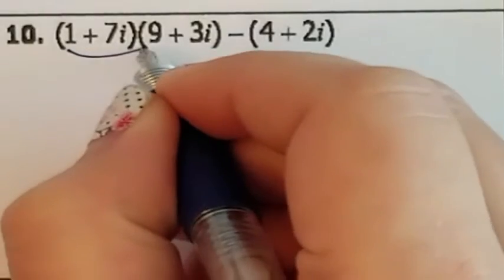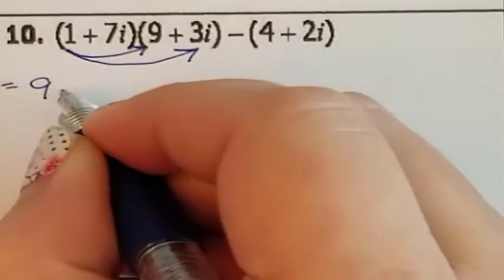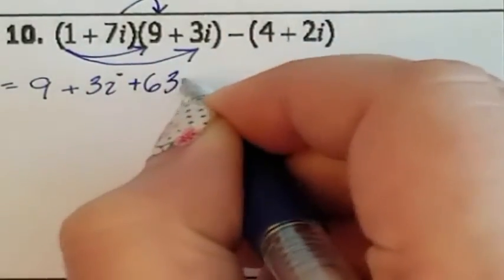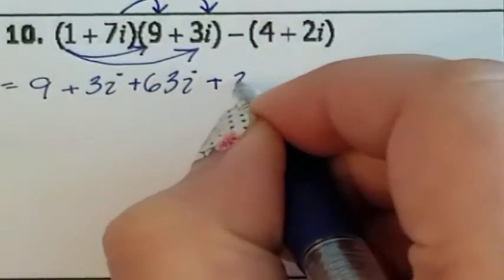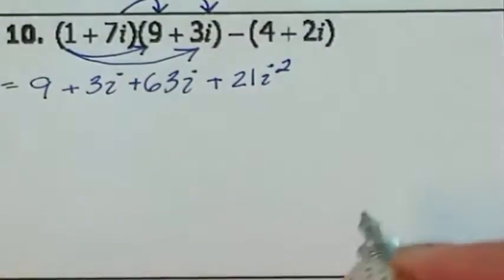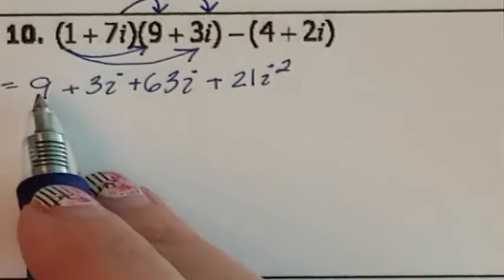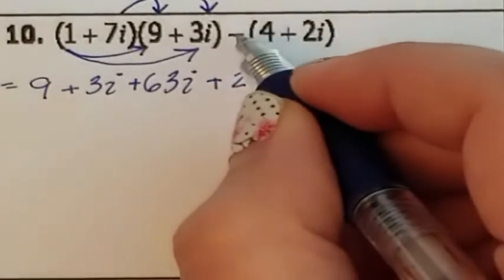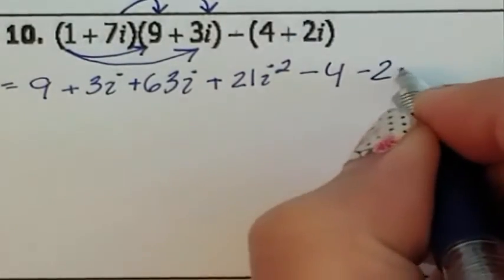So 1 times 9 is a 9. 1 times 3i is a positive 3i. 7i times 9 is a positive 63i. 7i times 3i is a positive 21i squared. So we just multiplied all of that. If you chose to use the area model, all of this would have been the inside of the area model. Now I need to subtract the 4, and I need to subtract the 2i.